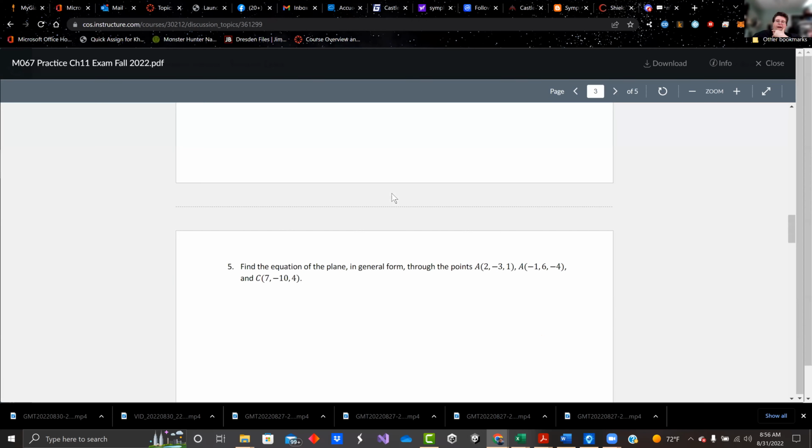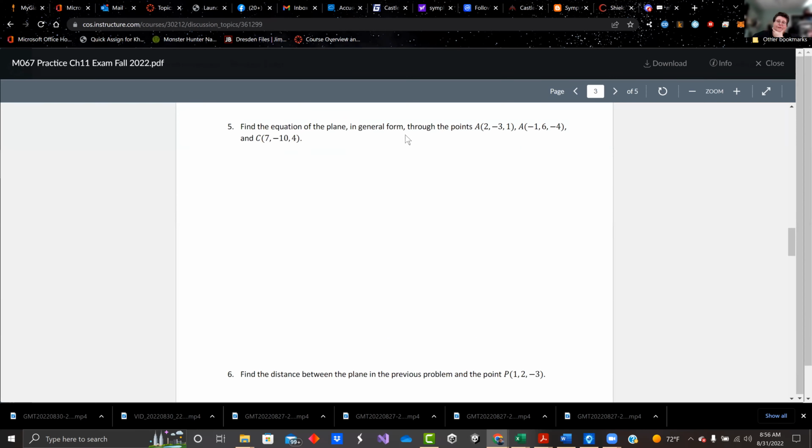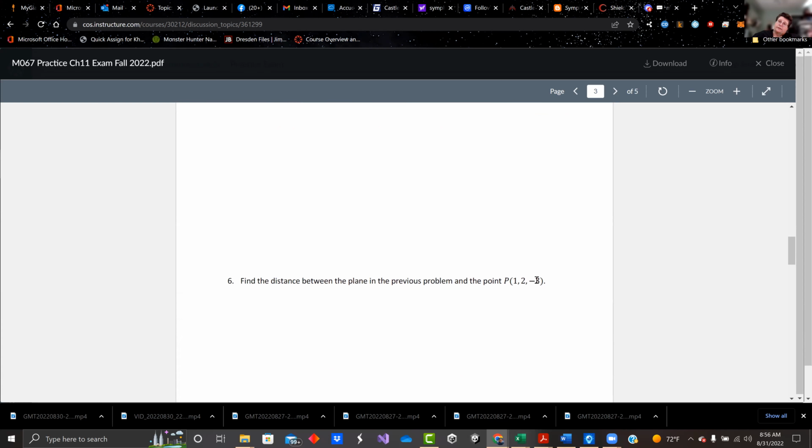You'll notice between 5 and 6, 5 is find the equation of a plane. Number 6 says use the plane from the previous problem. Yesterday we showed how to do it with parametric equations. Today we did the distance formula. There is a problem like this on the exam. I don't care which method you use. If you want to impress me, do both if you have time at the end.